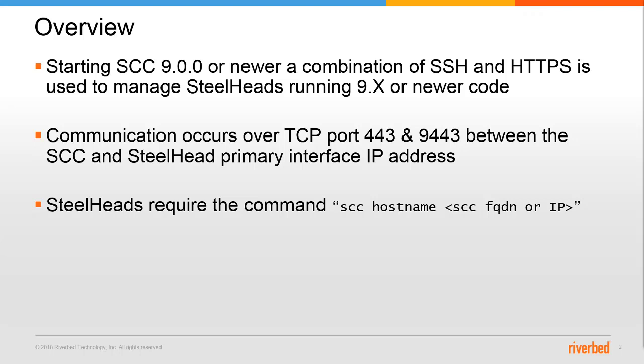web proxy. This communication occurs between the Steelheads and the SCC via the primary interface IP addresses and TCP ports 443 and 9443. As part of this feature, it is now required that the Steelheads have the command SCC hostname and the SCC FQDN or SCC IP.